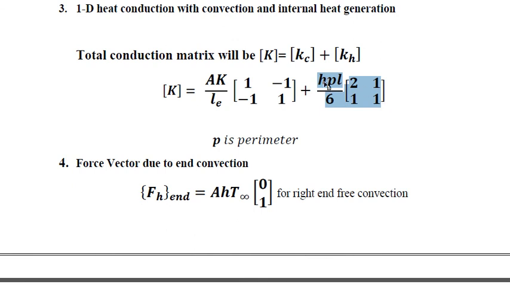Then we have to write H into P into L, where P is the perimeter. Perimeter into length gives the surface area. It is H P L by 6 times [2 1; 1 2]. This is the condition if there is surface convection. Earlier it was end convection; this is surface convection. Now that is about the conduction matrix, the conduction matrix for one element. Whatever I have explained to you until now is for one element.